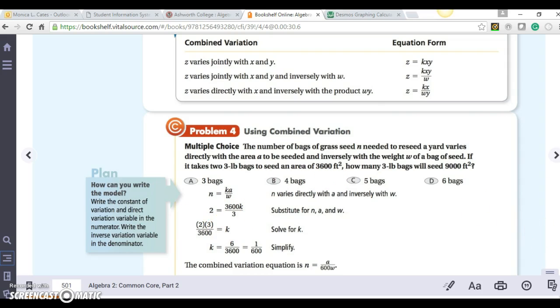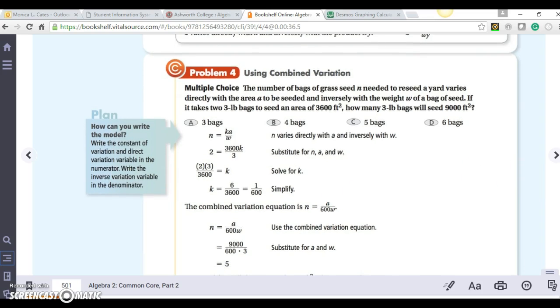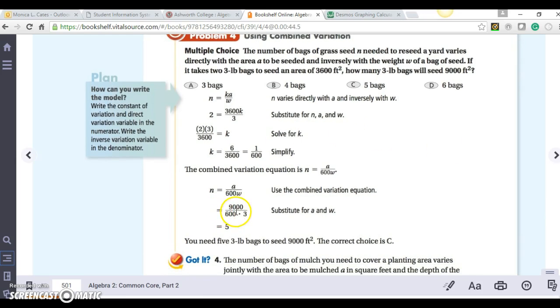So we're going to solve for K, and by doing that we're going to multiply both sides by 3 first to get this 2 times 3 and divide both sides by 3,600, and this is how they got 1 over 600. And so now they plug that back into the original formula and I get N equals A over 600W. And so now to find out how many 3-pound bags will seed 9,000 feet squared, we will say 9,000 for our area over 600 times my weight, which is 3 pounds, and I get 5. So the correct answer choice is 5.